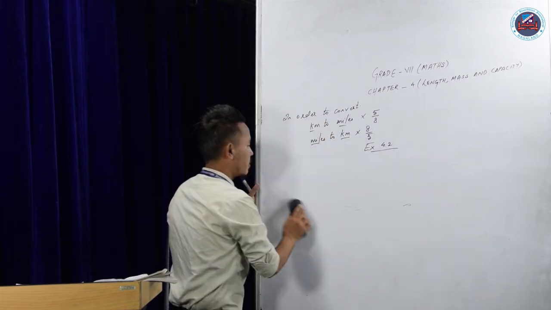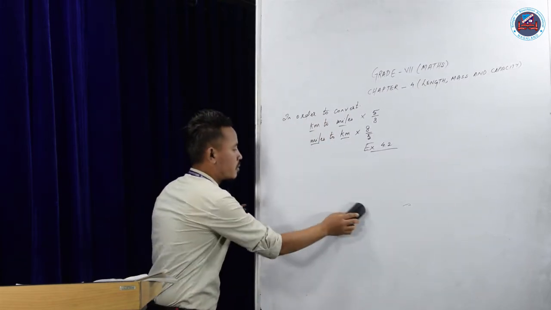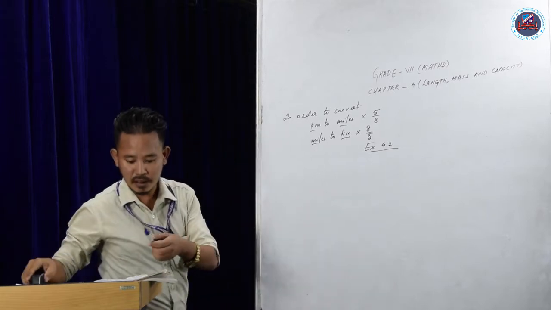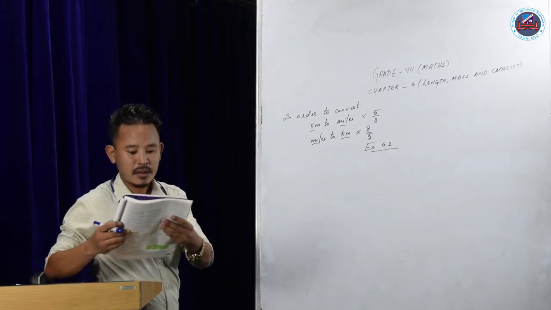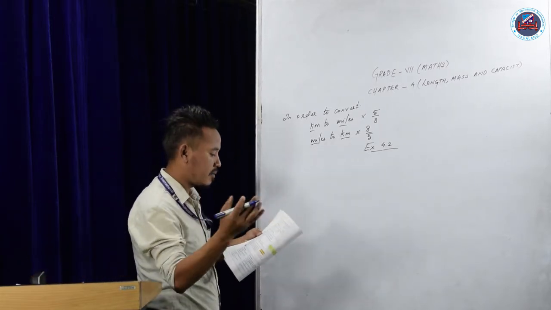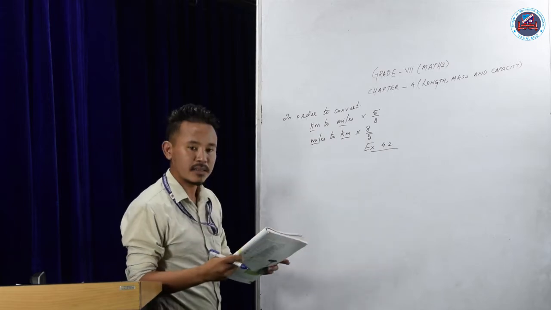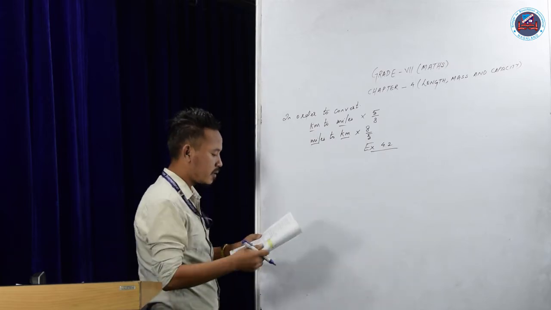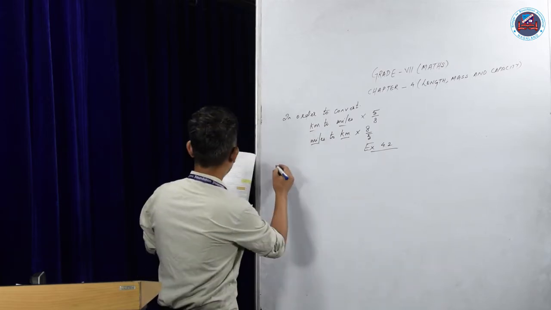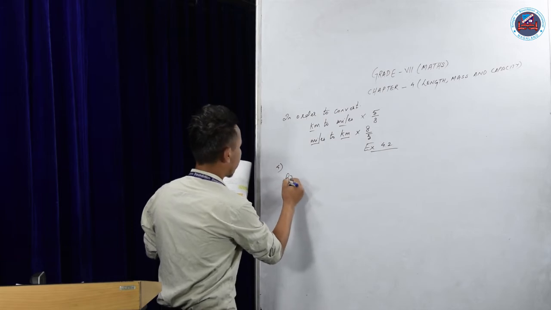3. Now, question number 4. Question number 4, there are 4. So, I'll just do one sum, and then it'll be easier for you to understand. Number 4, let me do B.